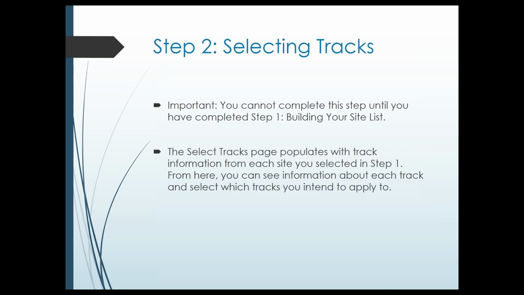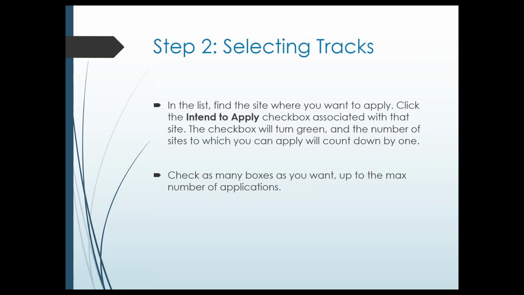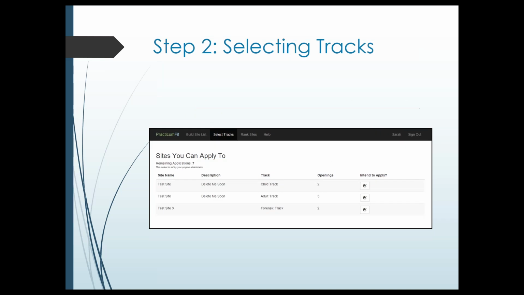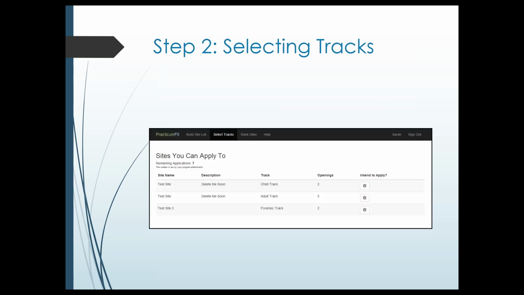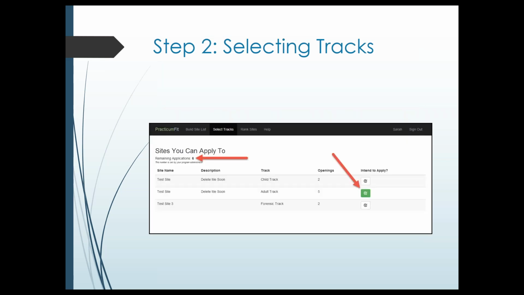You're going to populate these tracks, and then you're going to select the tracks to which you're going to apply. When you find this list, you're going to click the green Intend to Apply button, and you're going to select the tracks that you're trying to apply to. Now, this is different than actually building the sites, because now you're building the sites by selecting the specific track that you want to build into. So again, you're going to click the Intend to Apply button with this track that you're able to apply to.